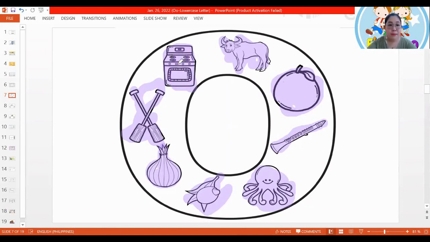So these are the pictures that start with the letter O. They have the O sound in the beginning, and they also have the letter O in the beginning of the word. Now, let's review on how to write our letters.